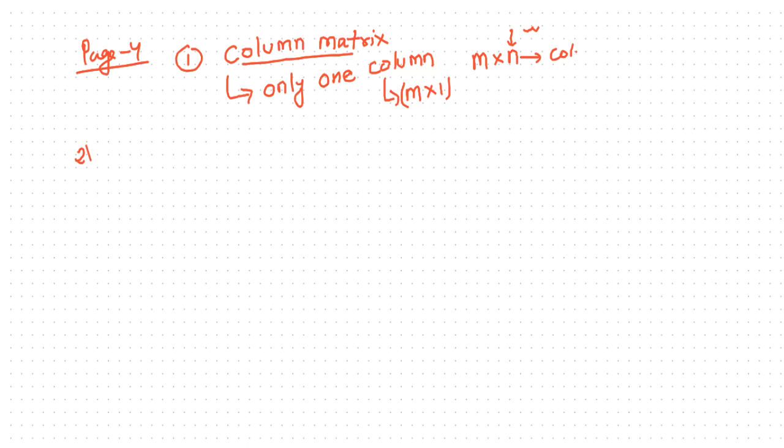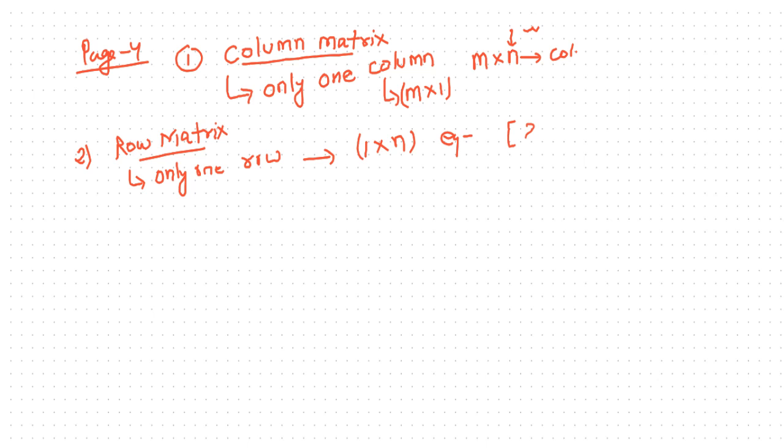Similarly, it will be very easy to guess what is a row matrix. In a row matrix, we are having only one row. Like the order will become 1 cross n. Let us see an example. 2, 1, 5, 7. This is the example of a row matrix with the order 1 cross 4.